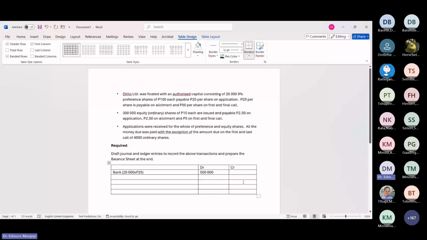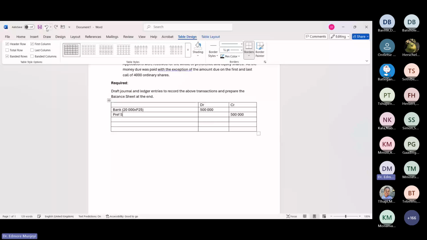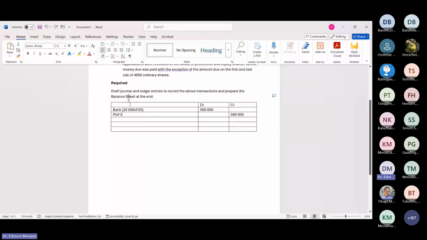So what is this? This is what we call preference share application. Sorry, preference share application and allotment.